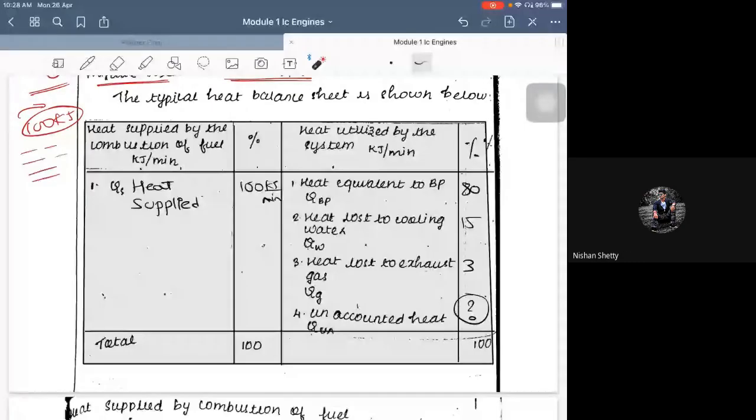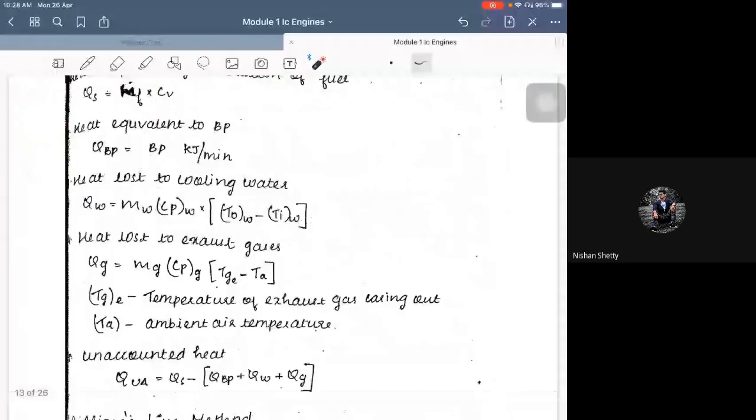Exactly, Ethan. So how did you calculate it? You have taken this particular value, 100 kilojoules, and matched it. If this is 100, even this has to be 100. So it is 80, 15, 3. It accounts for 98. Then remaining is 2. So unaccounted heat could be 2 here. Okay, got it? Yes, sir. So this is how we calculate the various parameters which are there in the sheet.